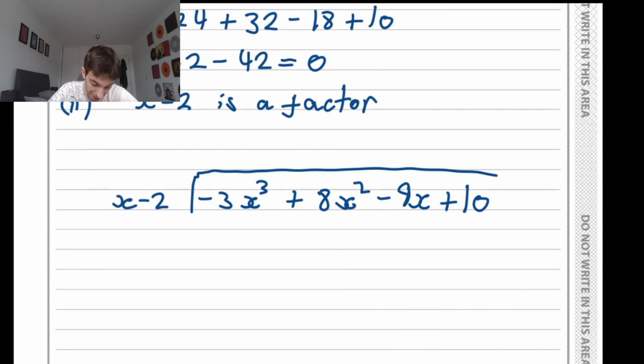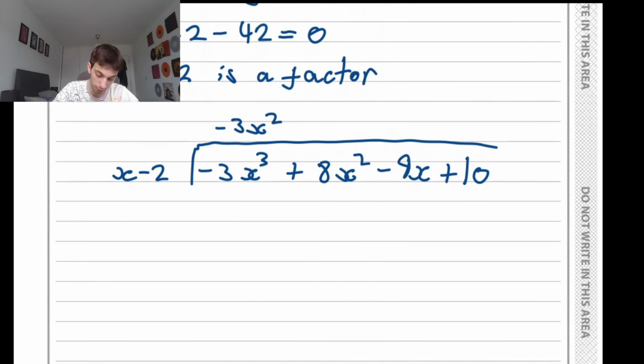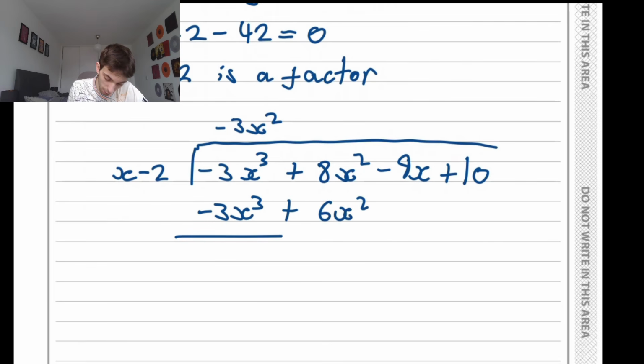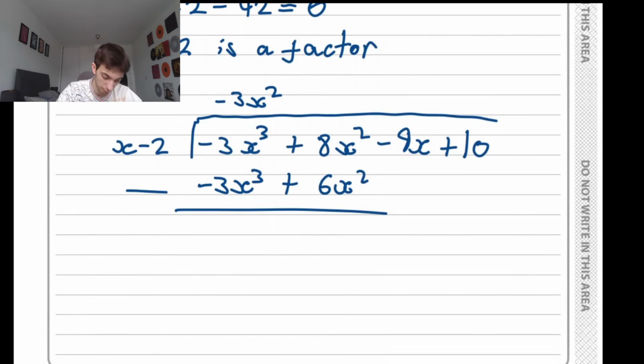Let's go. How many x's go into minus 3x cubed? That would be minus 3x squared, and we multiply down. Minus 3x squared multiplied by x, we get minus 3x cubed. Then minus 3x squared multiplied by minus 2 is plus 6x squared. Now we take away one from the other. The minus 3x cubed cancel out, then we have 8x squared take away 6x squared, which is 2x squared.